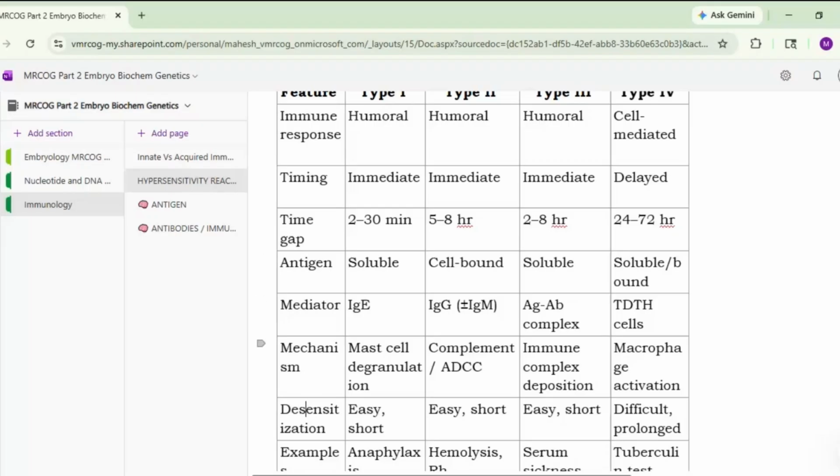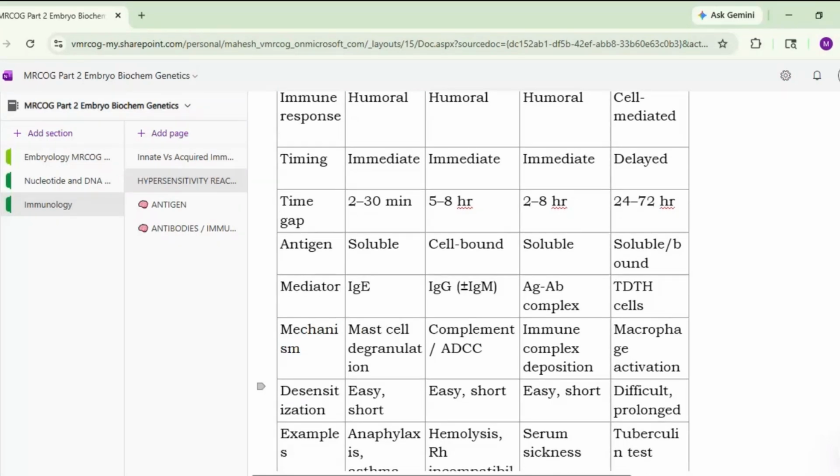Then the mechanism in type 1 is mast cell degranulation, while in type 2 it is complement or ADCC, that is antibody dependent cellular cytotoxicity. In type 3 it is immune complex deposition, and in type 4 it is macrophage activation. Desensitization is easy in types 1, 2, 3. It is difficult in type 4.